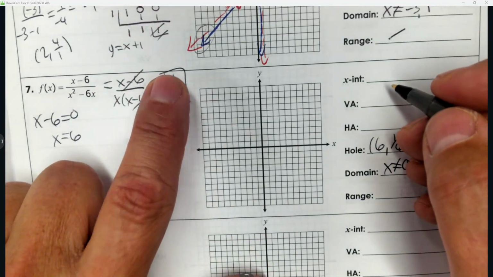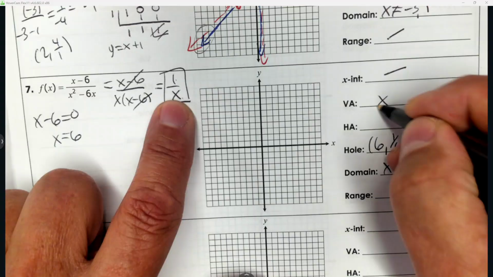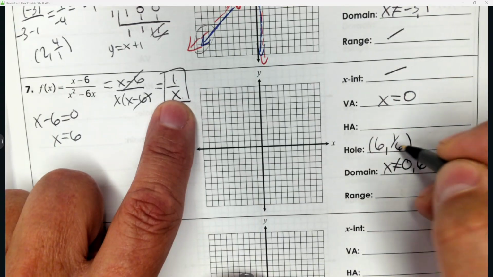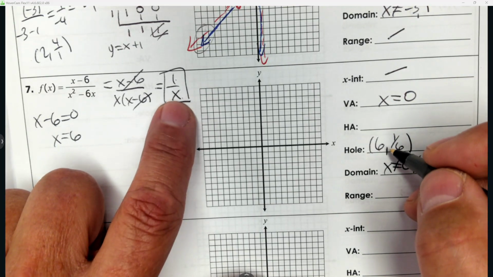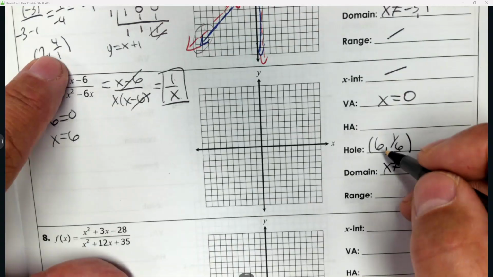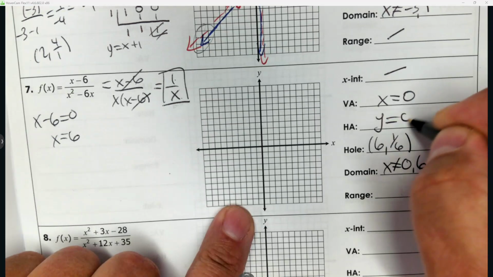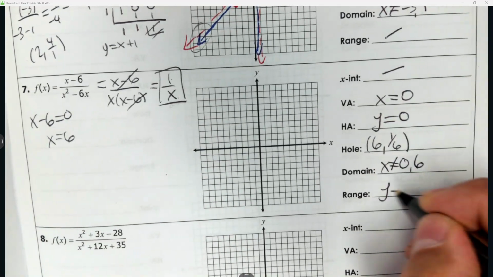If you look at the numerator, nothing makes it 0, so we don't have an x-intercept. The denominator, 0 is the vertical asymptote. That's what makes it undefined. Notice the top has a degree smaller than the bottom, so the bottom is more powerful. So that means the horizontal asymptote is at 0. And that's what y can equal.